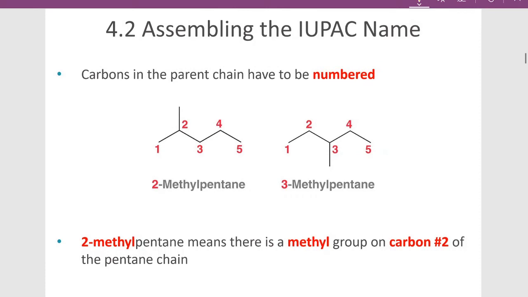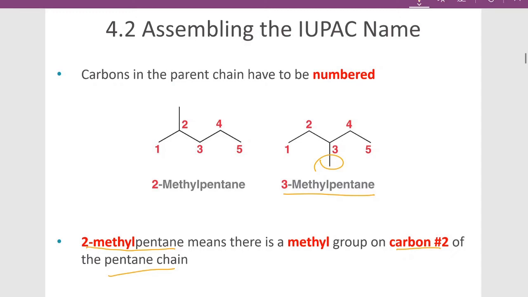Alright, so again, the carbons in the parent chain have to be numbered to give a locant, or a number, to the substituents. So we want to give the lowest number to the first substituent. So if we have 2-methylpentane, that means there's a methyl group on carbon 2 of the pentane chain. If we have 3-methylpentane, that means there's a methyl group on carbon 3 of the pentane chain. So we can identify 2-methylpentane and 3-methylpentane as isomers of each other simply by naming them.